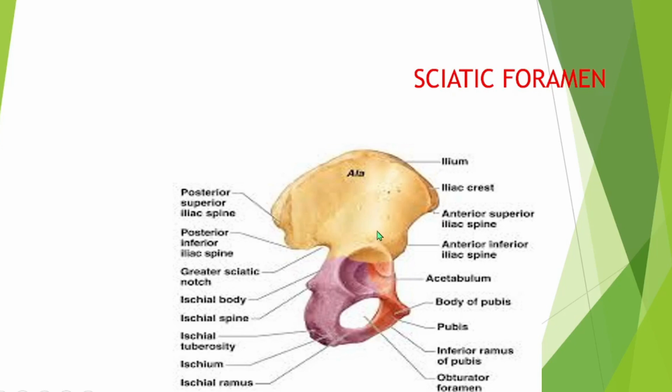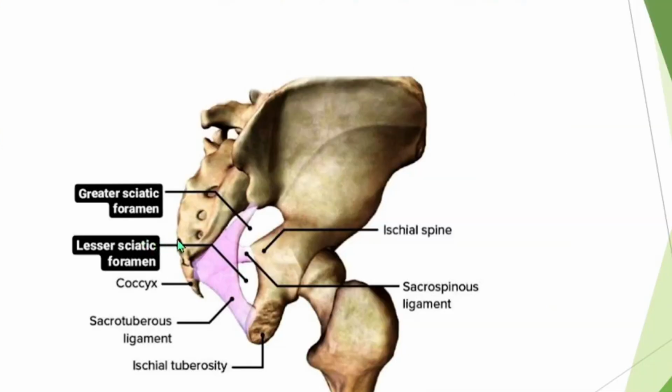And there are several parts, but the most important parts are the ischial spine, the iliac crest, the anterior superior iliac spine, and the posterior inferior and posterior superior iliac spine. Then we know about two ligaments, the sacrotuberous ligament and sacrospinous ligament, which convert the upper sciatic notch or greater sciatic notch into the greater sciatic foramen and the lesser sciatic notch into the lesser sciatic foramen.